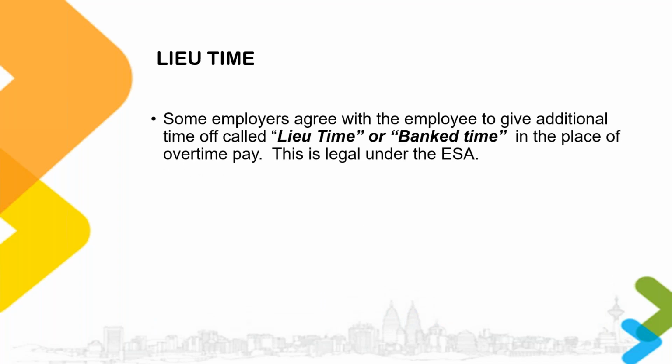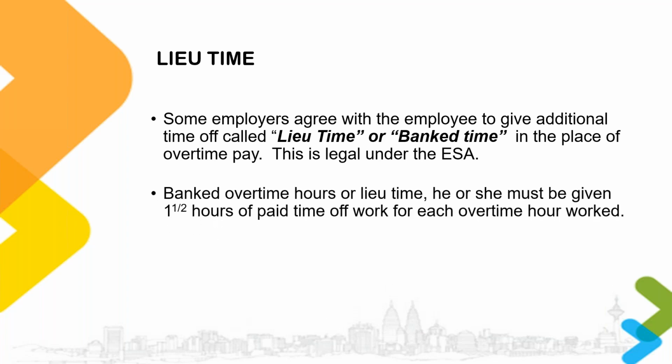An employee and an employer can agree in writing that an employee will receive paid time off work instead of overtime pay. This is sometimes called banked time or time off in lieu. If an employee has agreed to bank overtime hours, he or she must be given 1.5 hours of paid time off work for each hour of overtime worked. Paid time off must be taken within 3 months of the week in which the overtime was earned, or if the employee agrees in writing, it can be taken within 12 months.